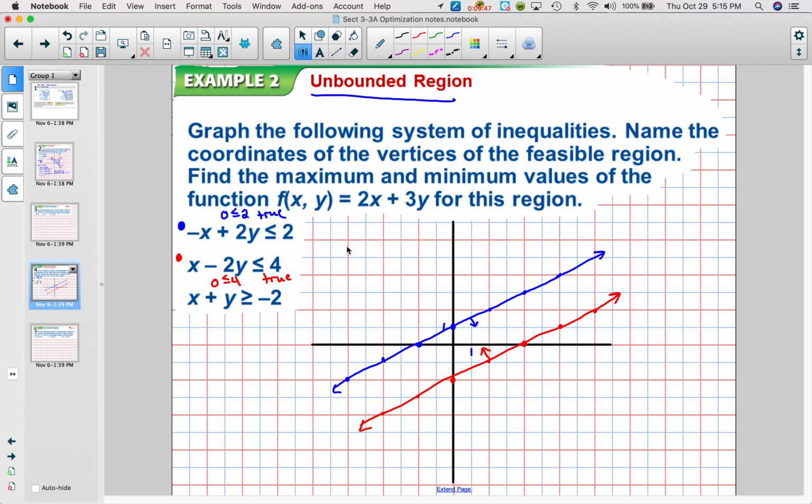And the last one, if I let x equal 0, I get y is negative 2. And if I let y equal 0, I get x is negative 2. And the slope I can see is negative 1, so I'll put a few more points on there so I can get a good line. So there's my line, and if I test 0, 0, I'm going to get 0 is greater than or equal to negative 2, which is true. So I need this portion here.